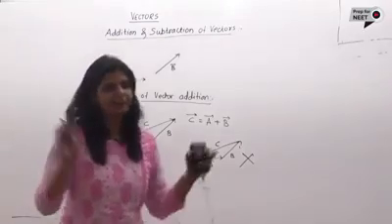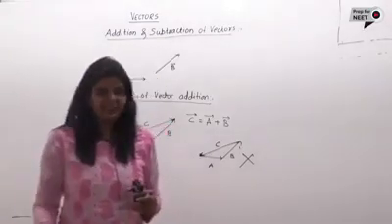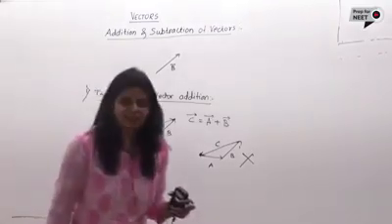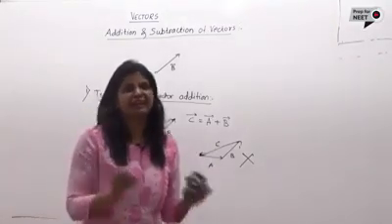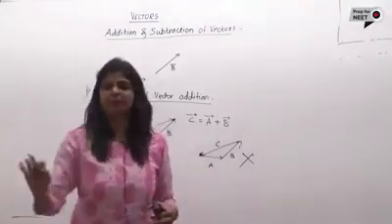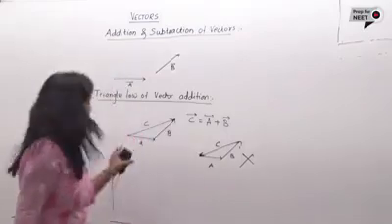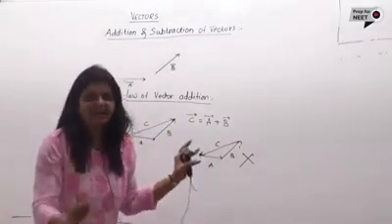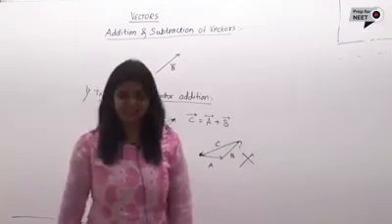Let's say you have given me two vectors, and you ask me, ma'am, two vectors A and B are given, calculate the resultant of that and tell me the magnitude and direction of that resultant. I won't be able to answer. Why? Because this triangle law won't be able to give you the magnitude and direction of the resultant vector.